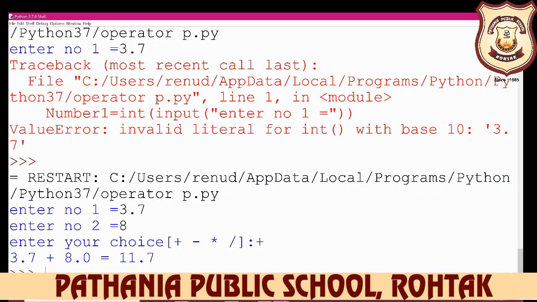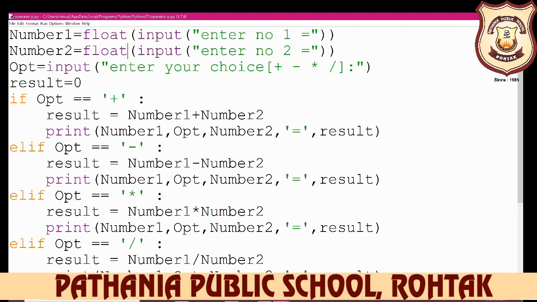So if your value is in decimal point, then you take the float, but if your value is in whole number, then you take the integer here. So this is the difference between the int and the float. So this is the example of your if elif statement.